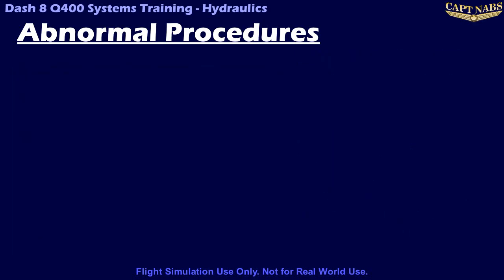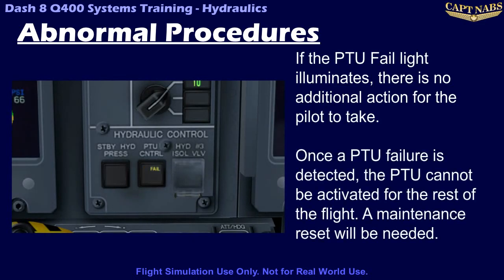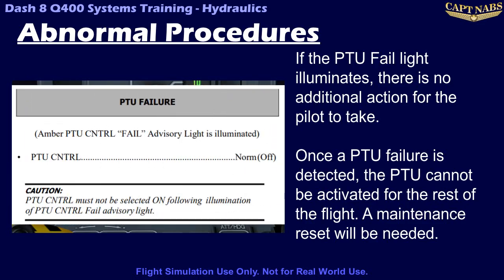If the PTU fail light illuminates, the PTU failure checklist states to deselect the PTU and not reselect it again. The PTU will be unavailable for the remainder of the flight. Once failed, it can only be reset by maintenance action.